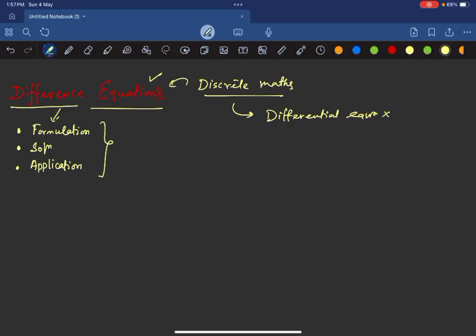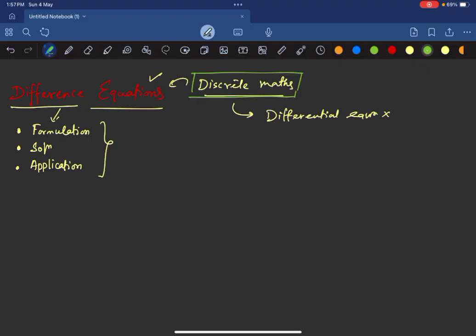Before going on to in-depth discussion of all these things, let me tell you one important aspect of mathematics: there are two situations. One is the continuous situation, another is the discrete situation, that is discrete maths. Continuous means whatever derivatives or integrations we have studied so far, these are under the continuous scenario.